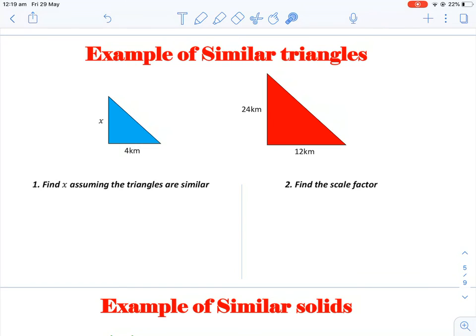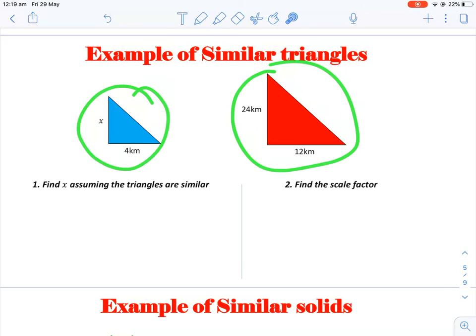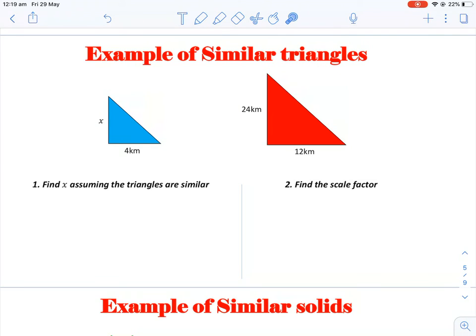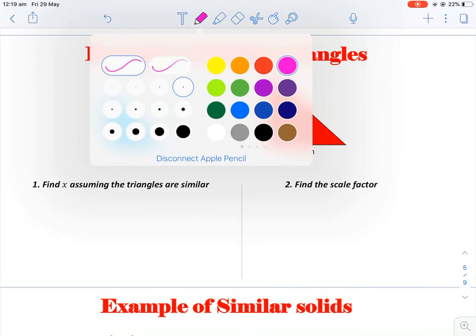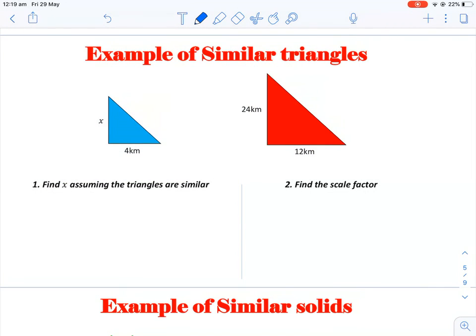Example of similar triangles. I have 2 triangles that are similar, and you have to find x. I know that the 2 triangles are similar, so the corresponding side length ratios are going to be the same. So x over 24 equals 4 over 12. Then I use the cross multiplication method to find x. X will equal 4 times 24 divided by 12, which is 8 centimeters.